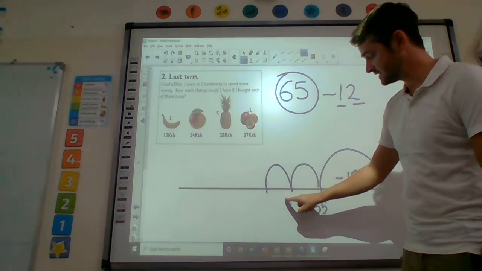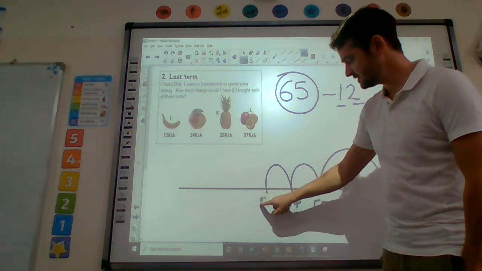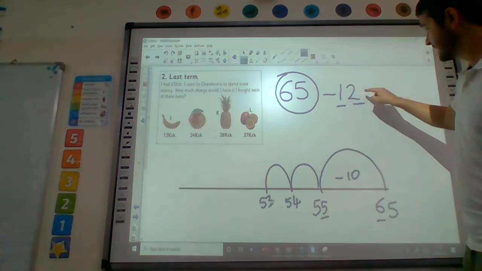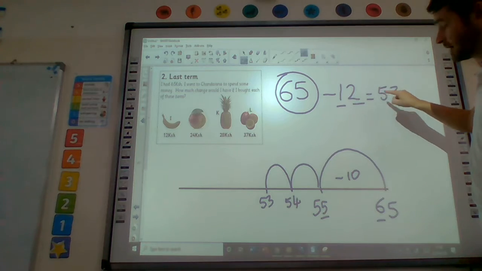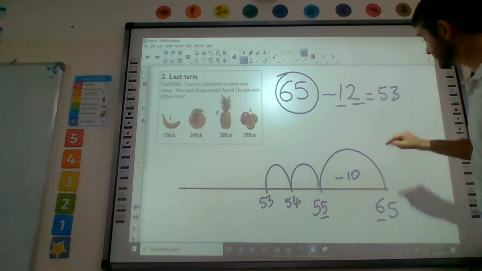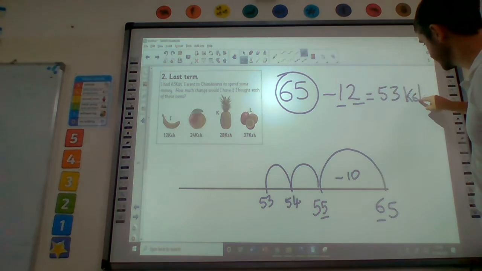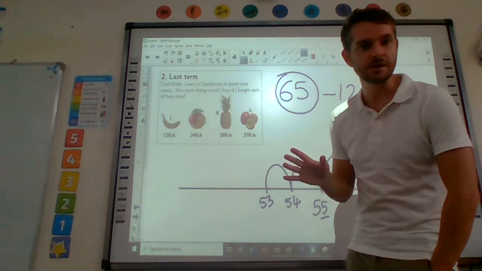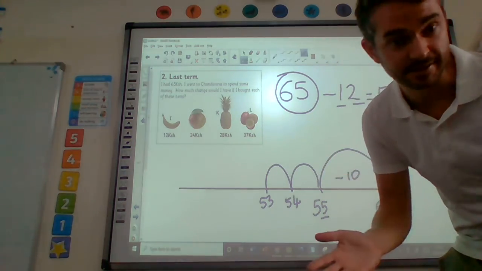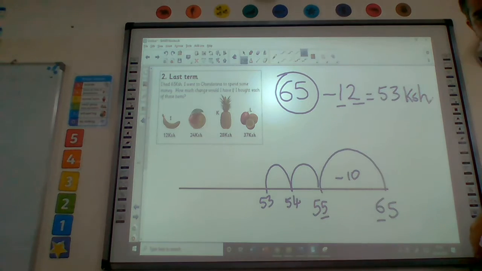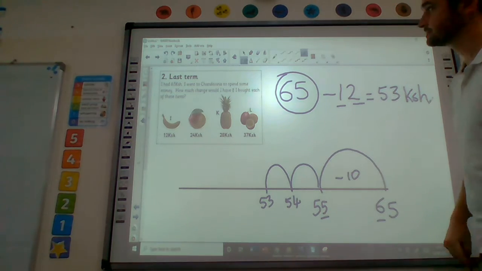55, 54, 53. 53, you've got to remember your units. Kenyan shillings. Not 53 on its own, because it could be 53 anythings. 53 Kenyan shillings is the answer to the first one.